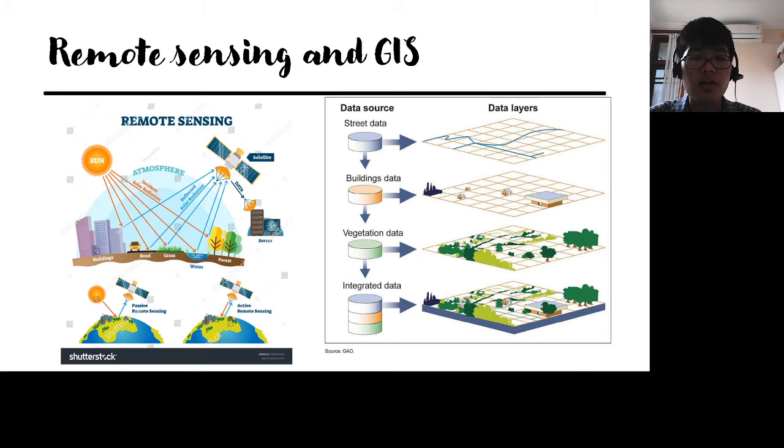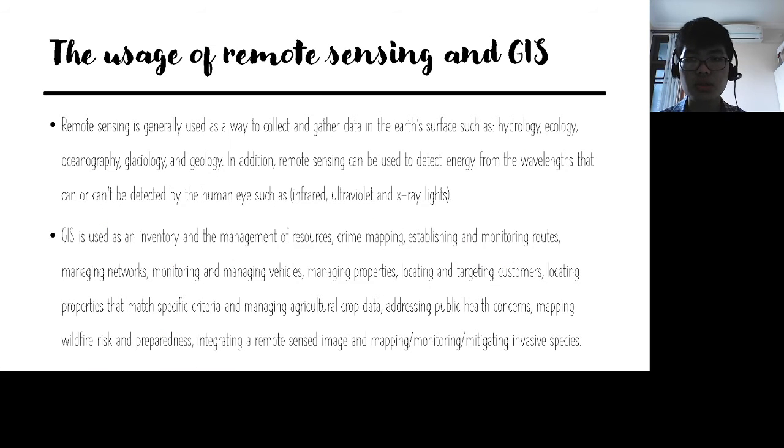As you can see here, I have a picture as an example of remote sensing and GIS. The remote sensing picture shows the sun emitting its radiation to the Earth, and the satellite receives that radiation and absorbs the information from it. And over here, I also have an example of active remote sensing, which produces its own energy, and passive remote sensing, which takes the energy from the sun. And over here, for GIS, Geographical Information System, I have shown the data that is being taken for the Geographical Information System.